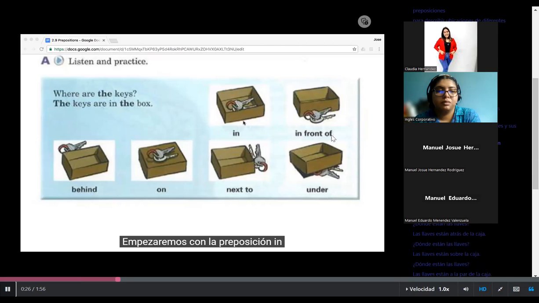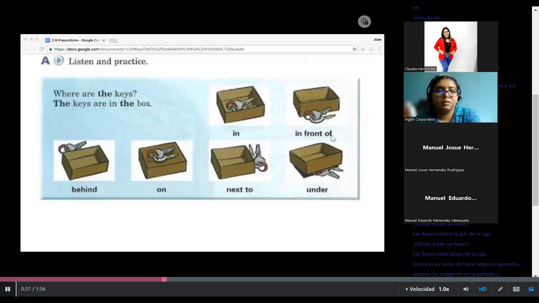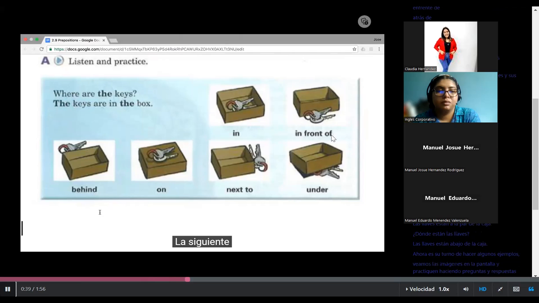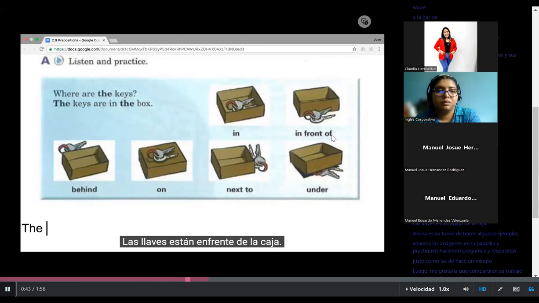Let's start with the preposition in. We will start with the example. The question is, where are the keys? The keys are in the box. The next one, where are the keys? The keys are in front of the box.